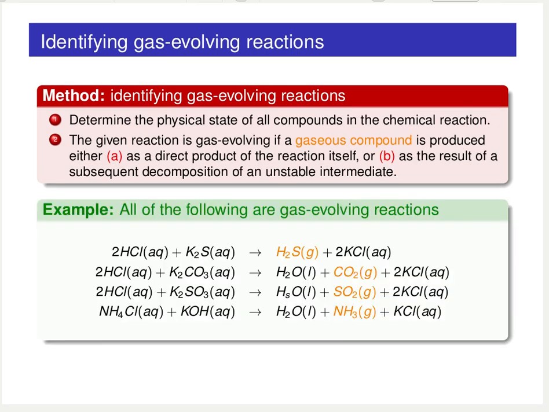So, a handful of examples here: HCl with potassium sulfide, we find H2S gas being released; CO2 gas being released in this case; SO2 gas; NH3 gas. Every one of these reactions, because we see that gas phase product on the product side, we will conclude that they are in fact gas evolving reactions.